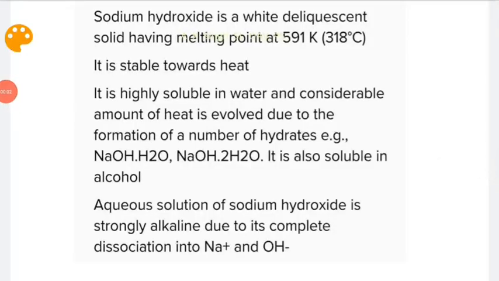So what happens here? Sodium hydroxide NaOH dissolves in water and forms sodium hydroxide dihydrate, 2H2O, meaning two molecules of water are attached with each molecule of sodium hydroxide. So it is hydrated sodium hydroxide. Aqueous solution of sodium hydroxide is strongly alkaline due to complete dissociation. You have also read that a base which is soluble in water is called alkali.